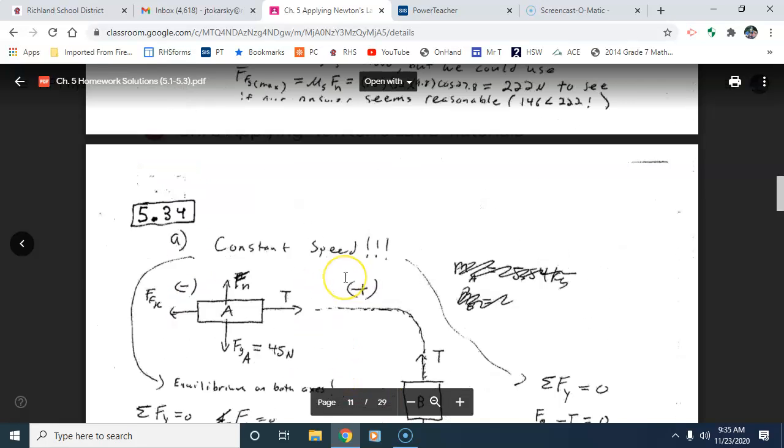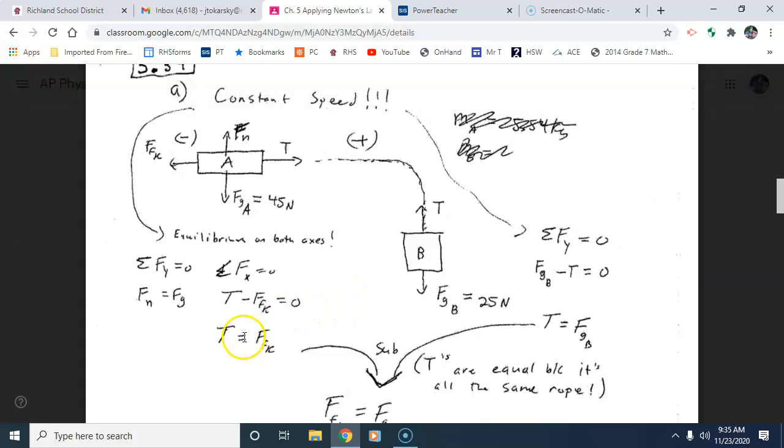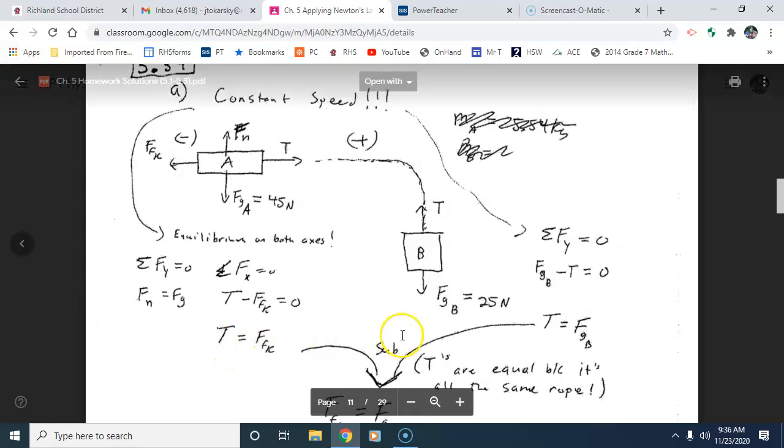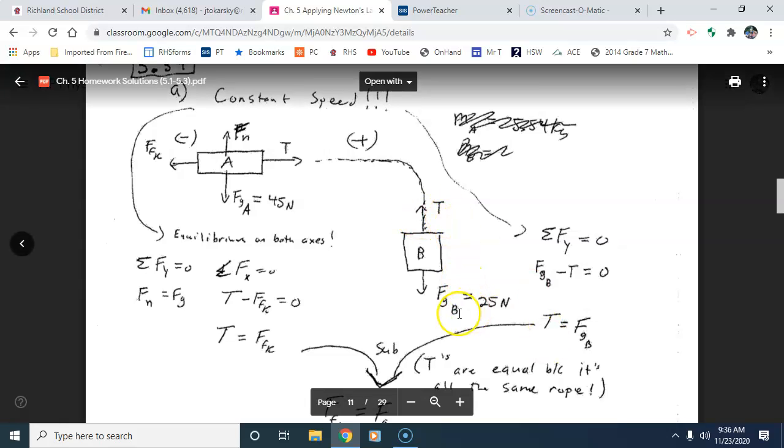Now, our only knowns are the weights, right? So this is an important thing, but we'll have to sub it together with something else, because we still don't have enough to solve for the kinetic friction yet. So let's go over to this guy. This one only has y-axis forces, right? It's the tension up and the weight down.